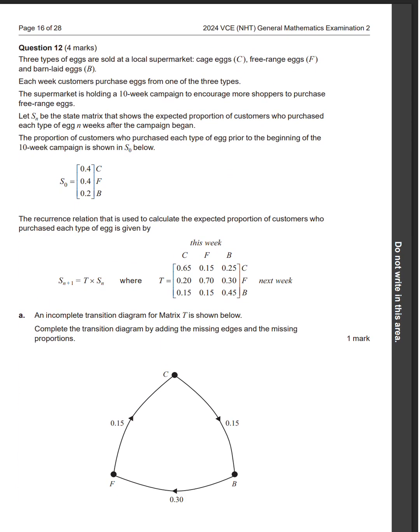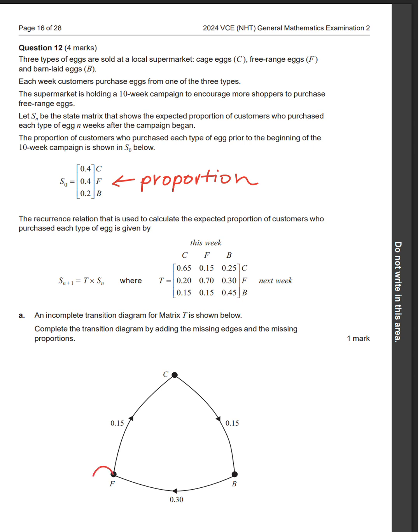Alrighty. 3 types of eggs are sold at a local supermarket: cage eggs, free range eggs, and barn laid eggs. So this is a transition matrix. So this is a proportion. Okay, and that's that. So first part, an incomplete transition diagram exists. Complete the transition diagram by adding the missing edges.